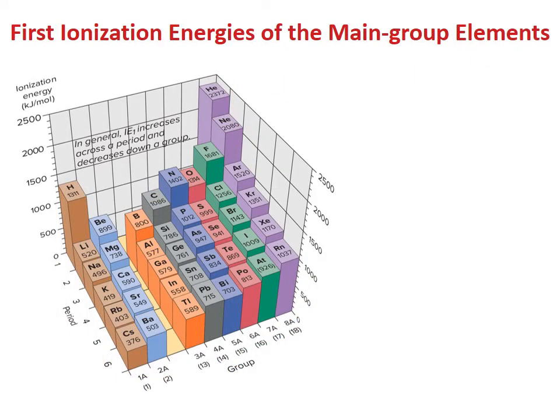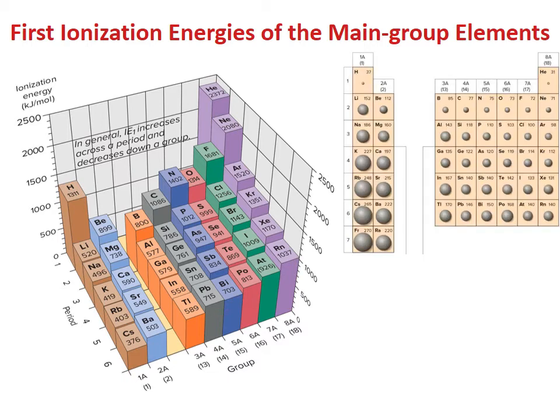This diagram shows the first ionization energies of the main group elements. Again, the trend is clear, and let's compare with atomic size. Down a group, size increases, and down a group, ionization energy decreases. The trend is opposite. Across a period, the size becomes smaller, and across a period, the ionization energy increases.